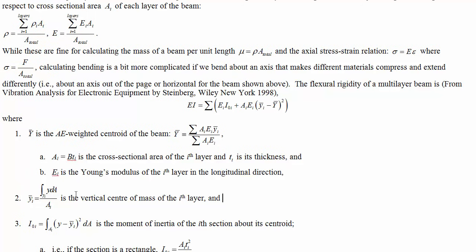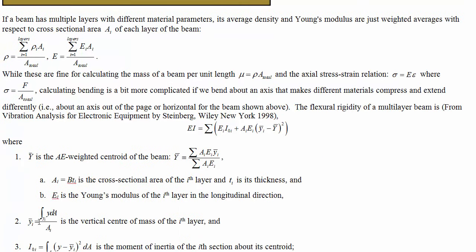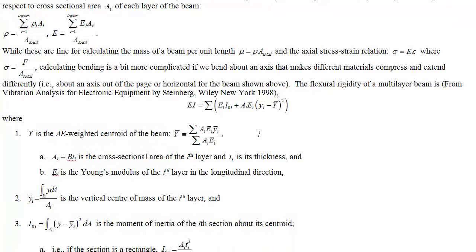And you take the individual centroids of each of the layers, yi, and then add all of those up, multiplied by the area of each layer and its Young's modulus, and then divide by the sum of the areas multiplied by Young's moduli for each of the layers. And that'll give you the new centroid location.